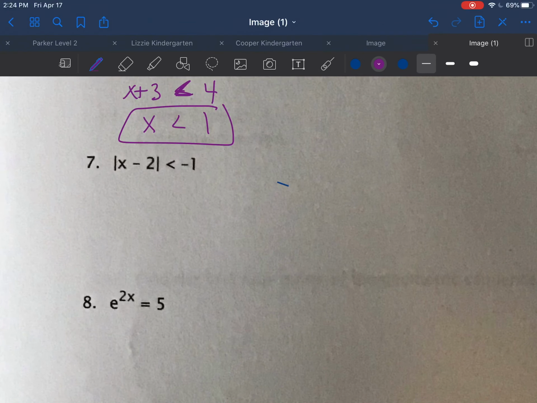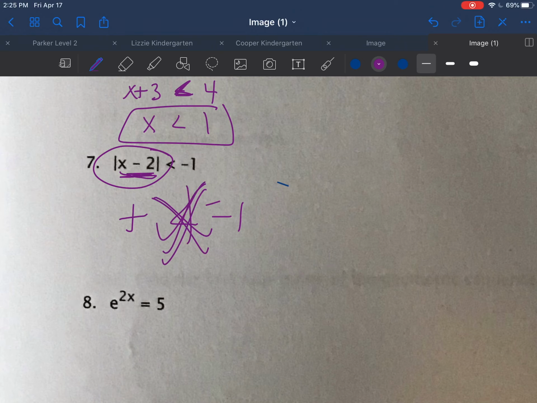Number 7, we've got the absolute value here. It says the absolute value is less than -1. You have to think logically here. You could go through and do some work and come up with some numbers, but they're actually not true, because when you have the absolute value, by definition, whatever you get in here, you will change it to a positive number, and a positive number cannot be less than -1 ever. So there is no solution here.